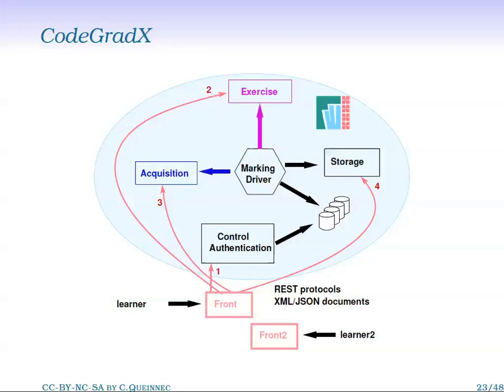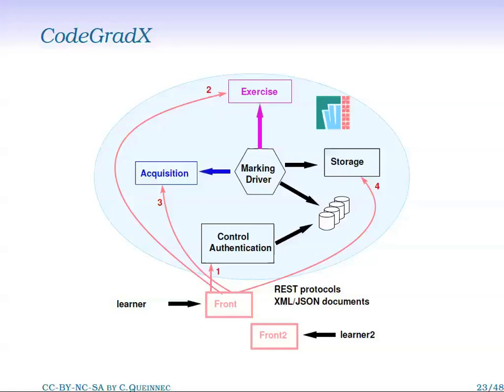We have something in the middle, which is a marking driver, which looks at the queues, and whenever it finds a job, it sends it to some virtual machine which is inside the marking driver in order to grade this job. And whenever it has finished, it produces a grading report, which is stored on a storage server. And this is precisely where the front end is looking for the grading report. So this architecture allows the marking driver to be unreachable from the network. This is the marking driver that gets the exercise and all the scripts which are needed to mark the job.